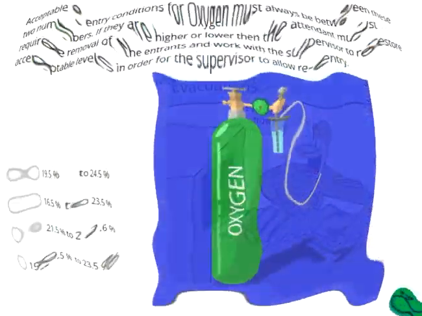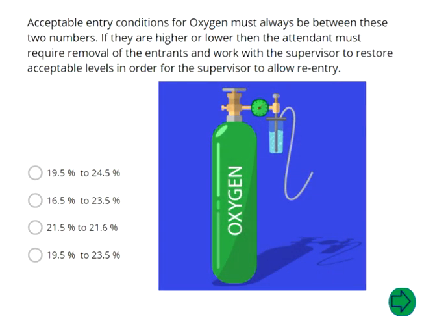For oxygen, the reading must always be between these two numbers. If they are higher or lower, then the attendant must require removal of the entrants and work with the supervisor to restore acceptable levels in order for the supervisor to allow re-entry.